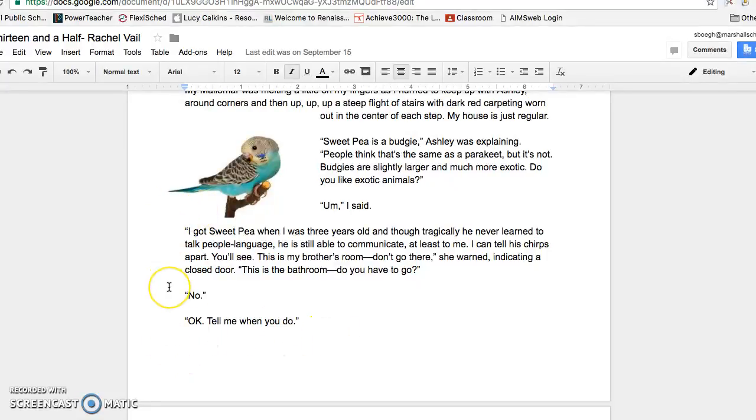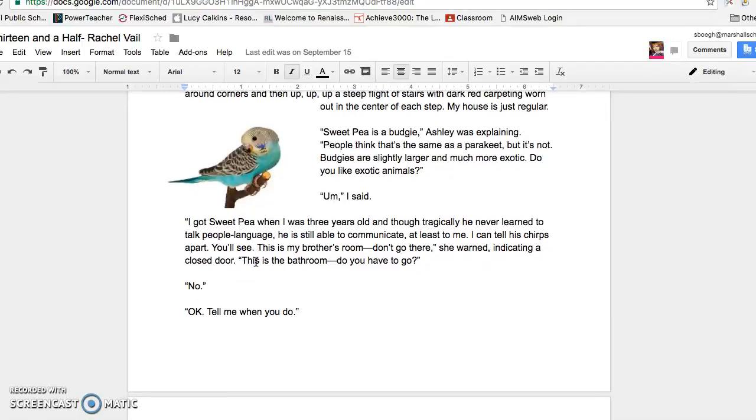Ashley's talking about Sweet Pea, how she got this bird for her third birthday. And I think the first moment that I feel something in the story is when Ashley says, "This is my brother's room. Don't go there," she warned, indicating a closed door. "This is the bathroom. Do you have to go?" "No." "Okay. Tell me when you do."